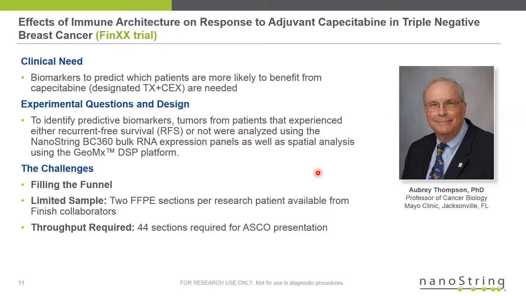The challenge we faced coming in was, again, they didn't have enough information to predict who was going to have recurrence-free survival and who was not, so they needed to fill that funnel. We had limited samples: we only had 2 FFPE samples from Finland, and we did not have access to additional samples, so not really a precious small amount of material to work with. We also had a goal of presenting this at ASCO last year, which we did achieve, I'm happy to say. There was quite a bit of material we needed to get through in order to generate that data for the ASCO presentation, so there was a throughput requirement.